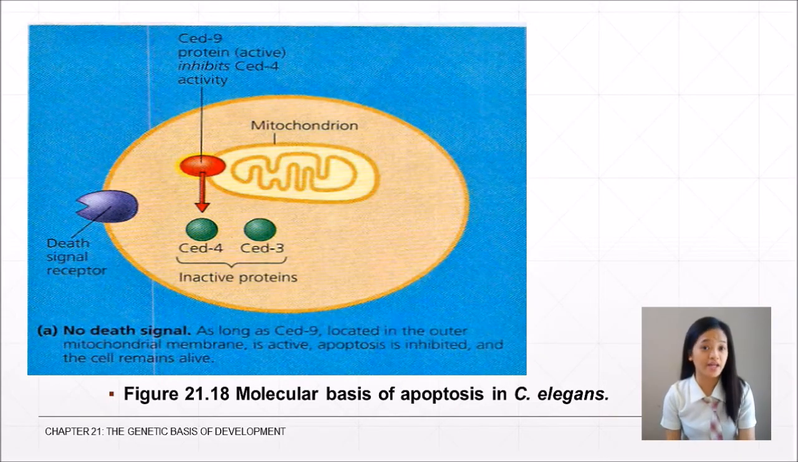The genetic screening of C. elegans has revealed two apoptosis genes, ced-3 and ced-4. CED stands for cell death, and these genes encode proteins essential for apoptosis.